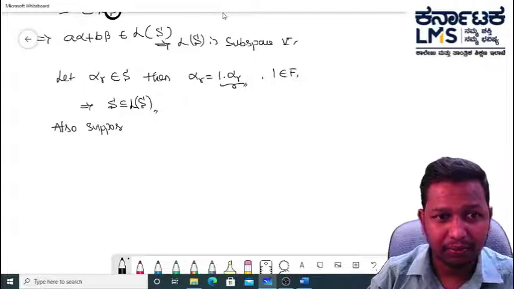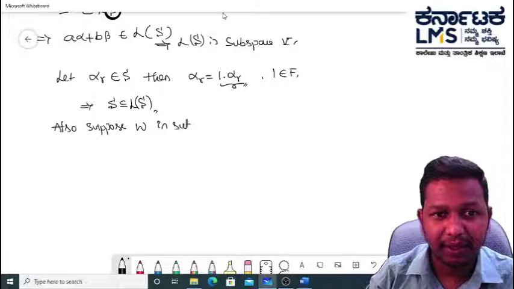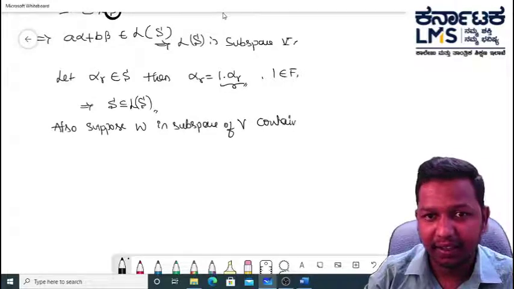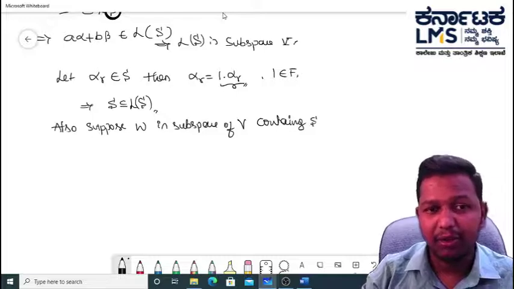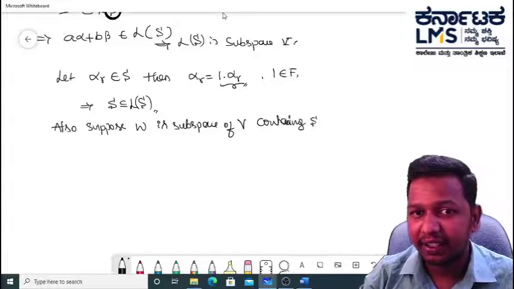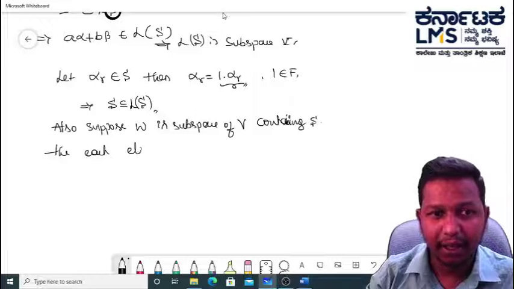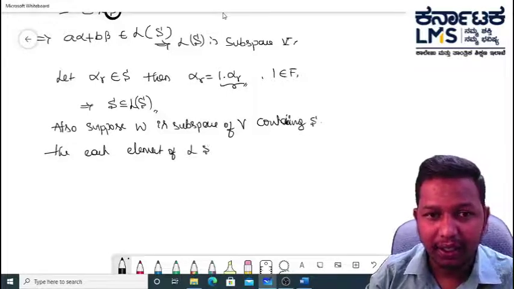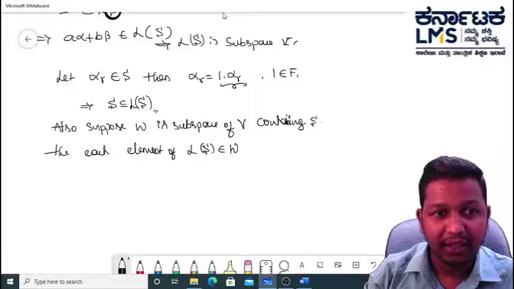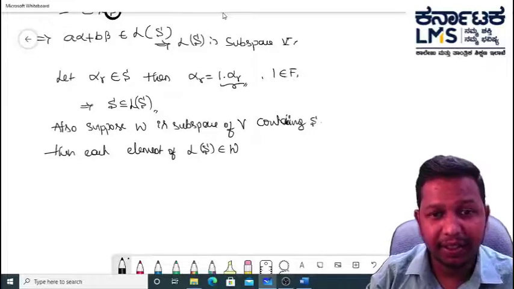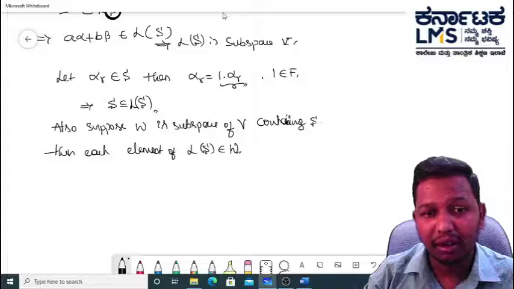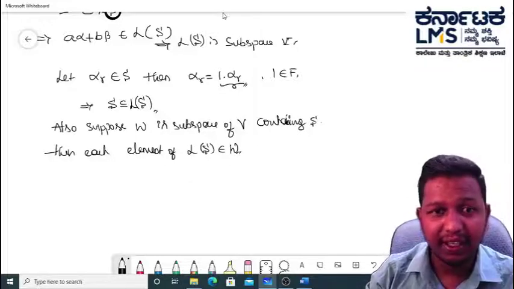Next, also suppose W is a subspace of V containing S. So I take W as one of the subspaces of V containing S. Then each element of L of S belongs to W, because L of S contains linear combinations of finite subsets of S and W is a subspace.